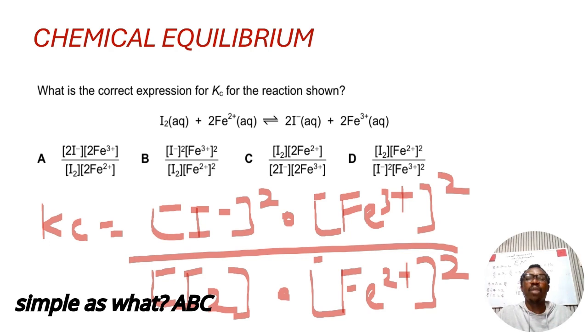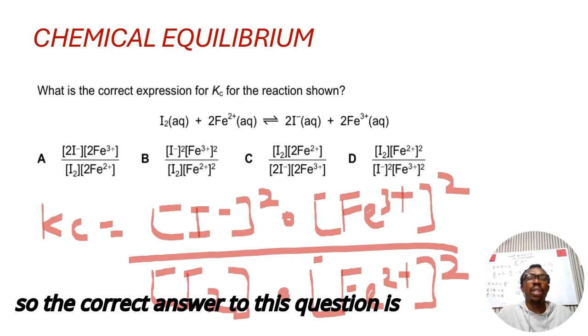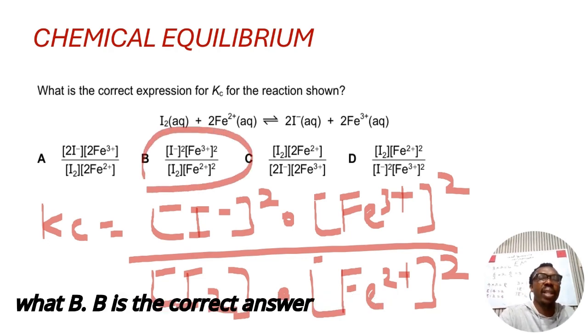So it's as simple as A, B, C. So the correct answer to this question is what? B. B is the correct answer.